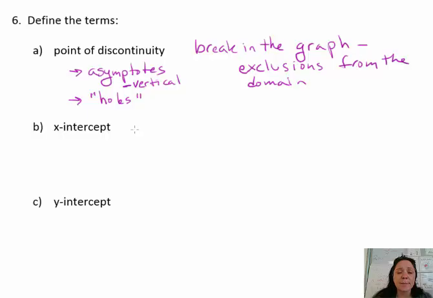The x-intercepts are going to be our values that touch the x-axis. So these are going to be our y equals 0, where the graph touches or crosses the x-axis.